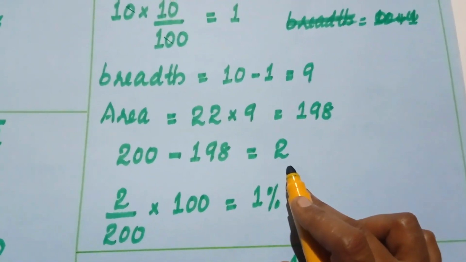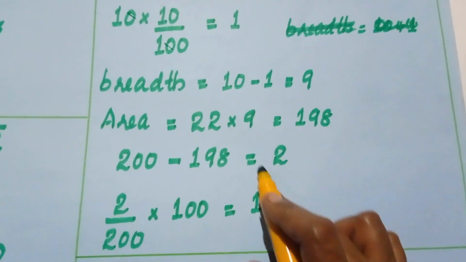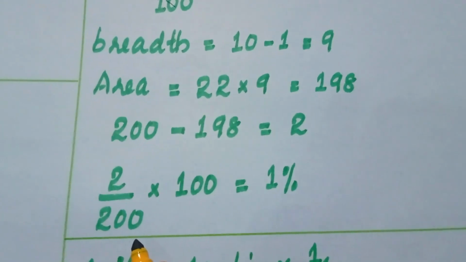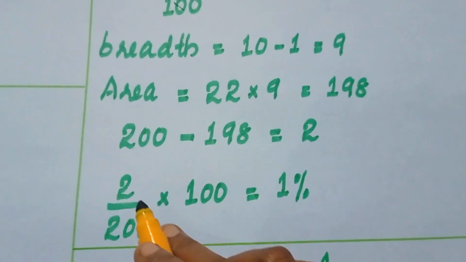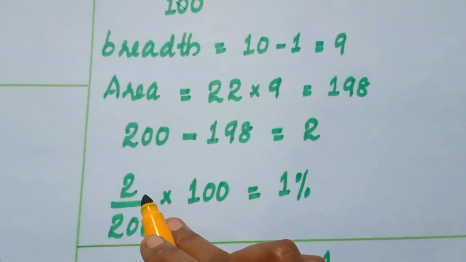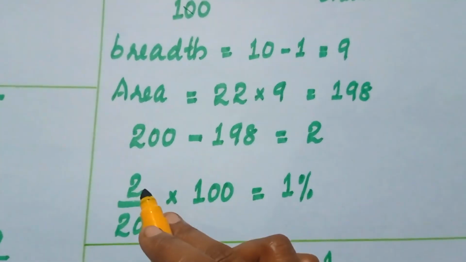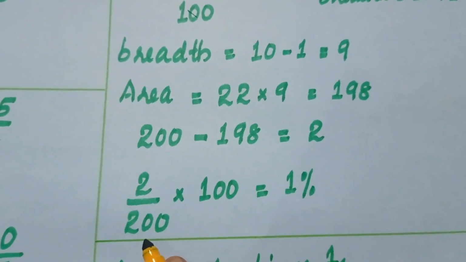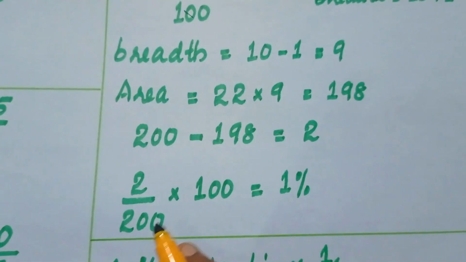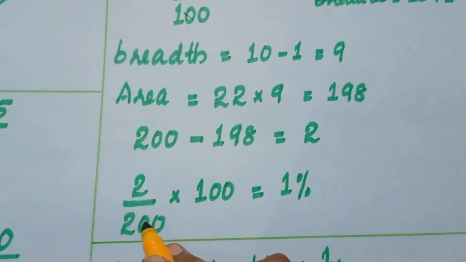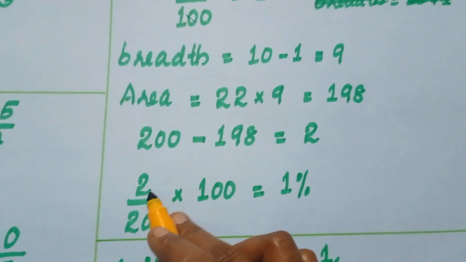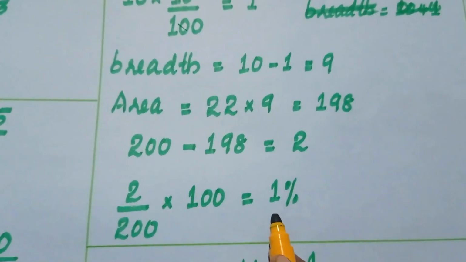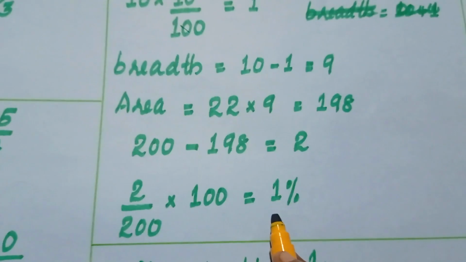Then find out the percentage of the difference in area. Out of 200, 200 is the original area. Then out of 200, 2 is the difference. Then the part is 2 by 200. Then 2 by 200 into 100. Cut these two 0. 2 divided by 2, 1. 1% is the percent of the area.